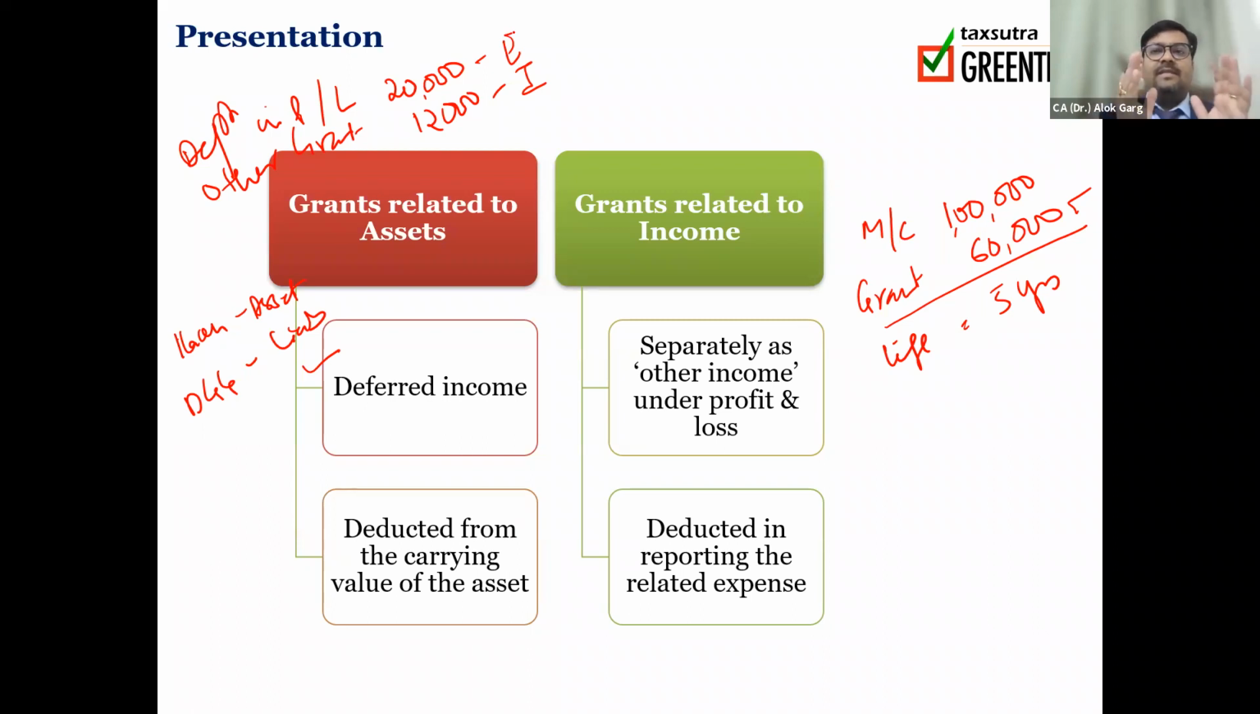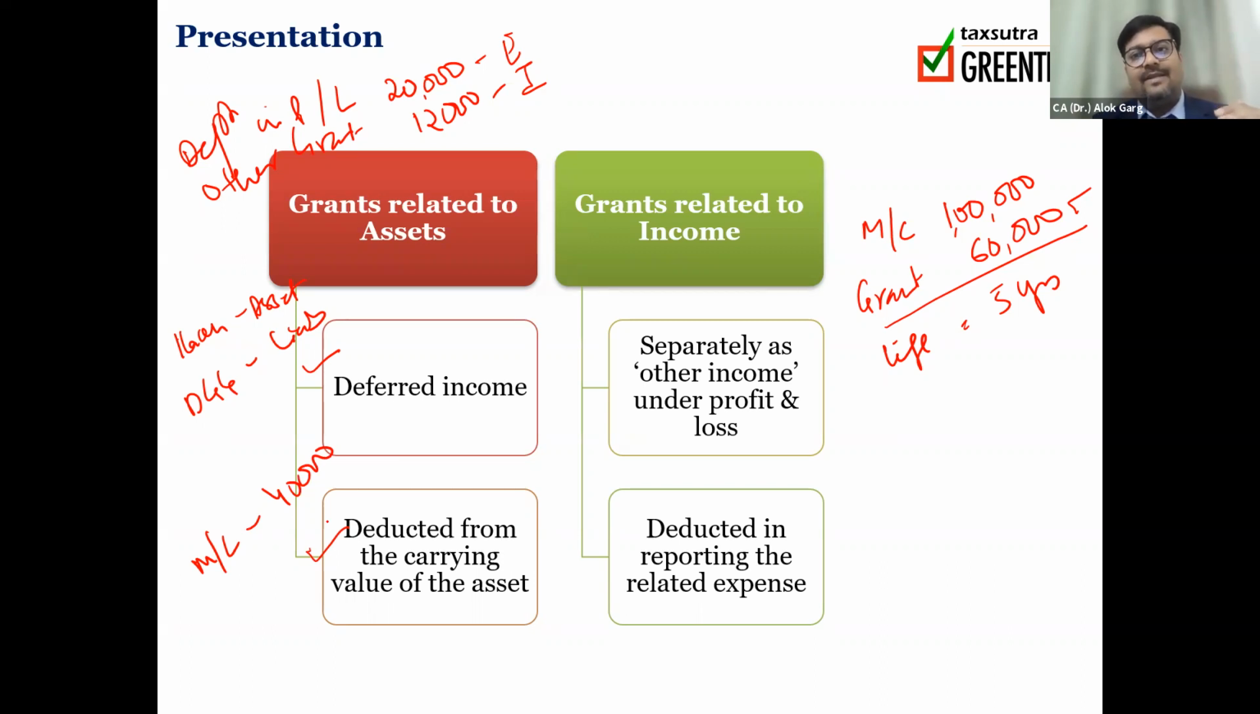In this case, the asset has to be shown on a gross basis and the grant has to be shown on a gross basis. The asset will be depreciated over the useful life and the grant has to be amortized over the useful life of that particular asset. The second option is deducting from the carrying value of the asset. In this case, the machinery is 1 lakh rupees, the grant is 60,000 rupees. So we will recognize the machinery at the net amount of 40,000 rupees. So for the 1 lakh rupees machinery, we have received 60,000 rupees from the government, so the cost to the company is 40,000 rupees.